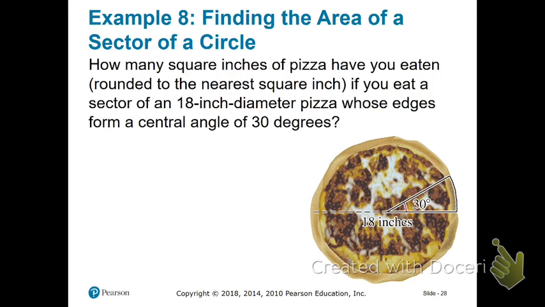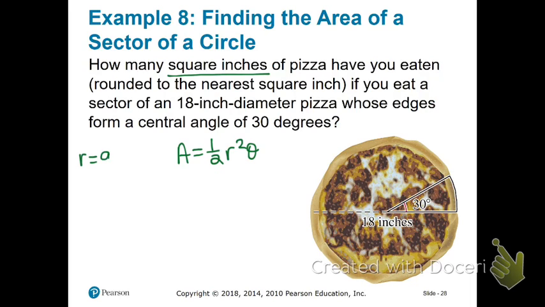So how many square inches of pizza have you eaten, rounded to the nearest square inch, if you eat a sector of an 18-inch diameter pizza whose edges form a central angle of 30 degrees? So we're after how many square inches? Square inches, that's an area. So the area is equal to 1/2 r squared theta. Well, we're after A, and so do we know the radius?